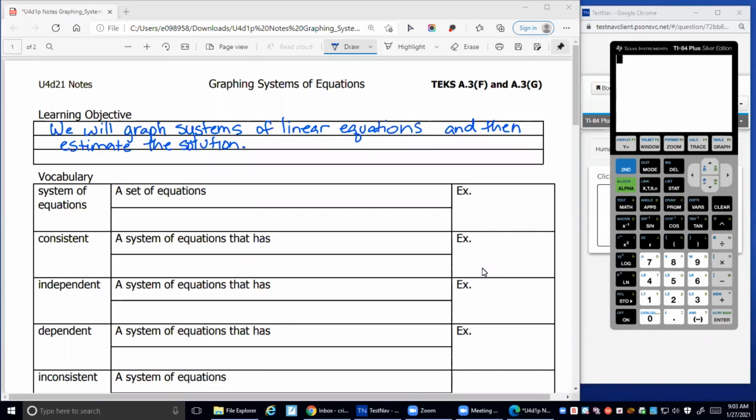All right, we're going to be starting a brand new unit, just a little bit of a jump start on tomorrow's. Our objective today is that we will graph systems of linear equations and then estimate the solution. So we're going to start off with a system of equations. Essentially, anytime we have a system, we have a set of equations with the same variable.